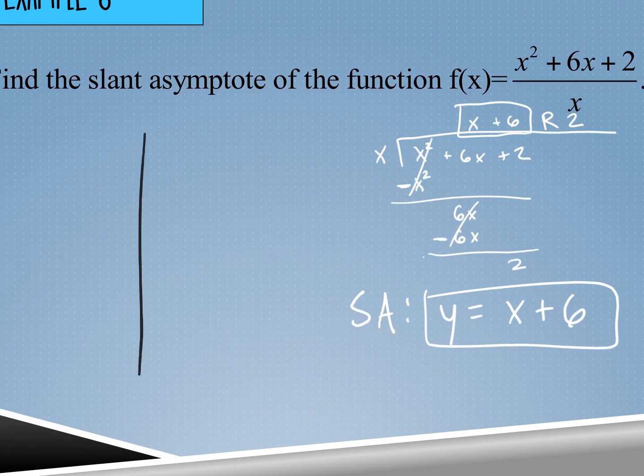If we had a graph here, how do we graph y is equal to x plus 6? Start at 6. I start at 6, 1, 2, 3, 4, 5, 6, because that's my y-intercept, and I would go up 1 to the right 1, and my slant asymptote would be there. So it has to be y equals because it's a line.